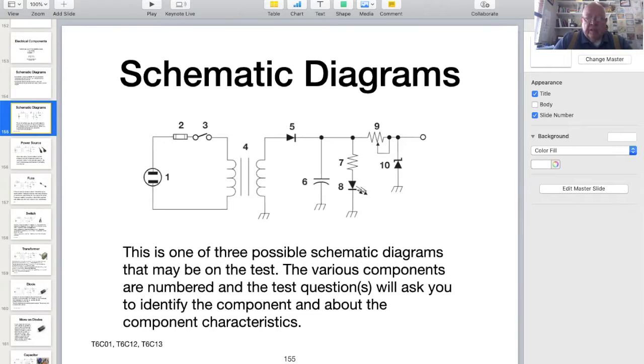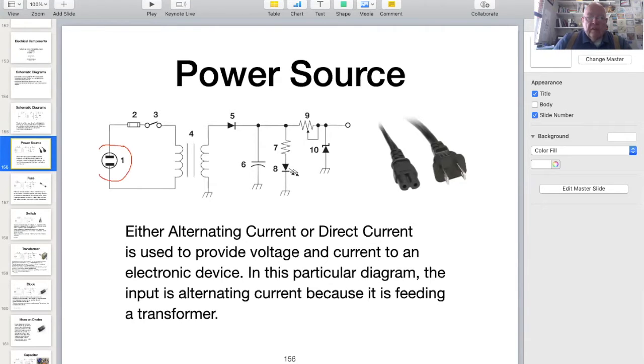Schematic 1 on the test has an unknown purpose since only a part of the circuit is shown. In Schematic 1, component number 1 is the power source. A power source can be either alternating current at a particular voltage or direct current. In this slide, it's going to be alternating current because there is a transformer involved.